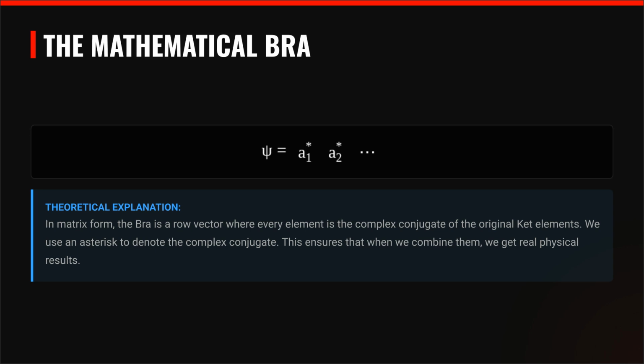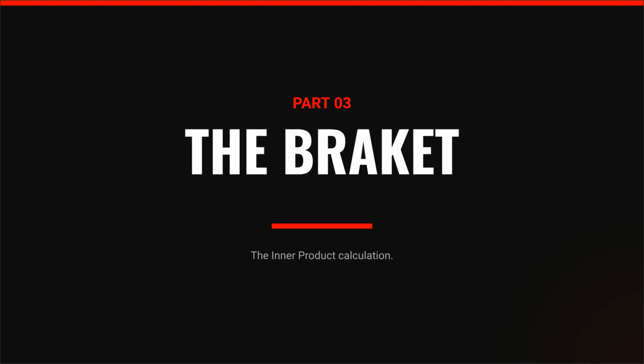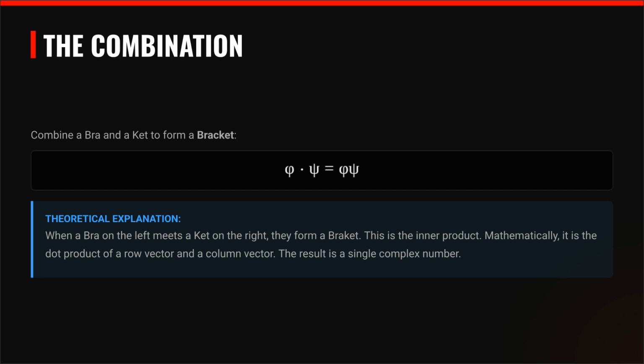In matrix form, the bra is a row vector with elements that are the complex conjugates of the ket elements. This ensures that when we combine them, we yield real physical results. We now move to part 03, the bracket, which is the inner product calculation. Combining a bra on the left and a ket on the right forms a bracket, or the inner product. Mathematically, it is a dot product, resulting in a single complex number.